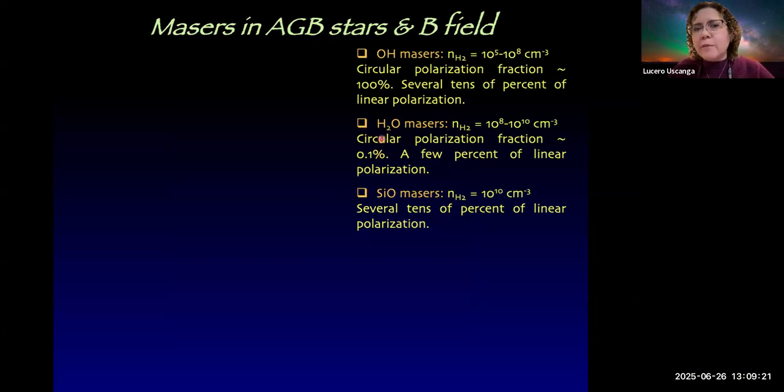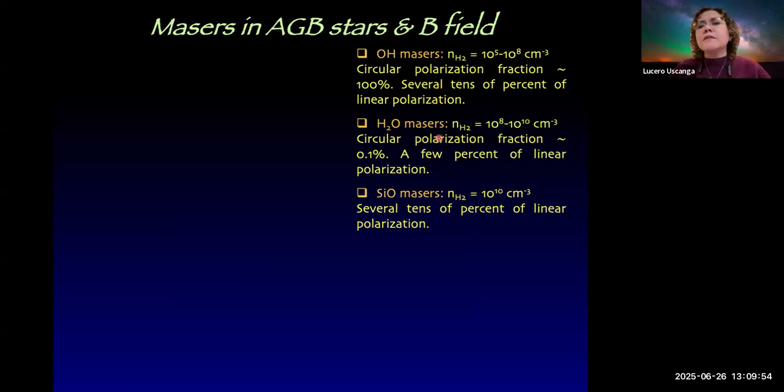Regarding the masers that are present during the AGB phase, these three species are related to the magnetic fields. These are the typical densities in the environment where they are present. For example, for the OH maser it is from 10 to the 5th to 10 to the 8th particles per cubic centimeter. This density increases towards the center of the star, where the SiO masers are located, to 10 to the 10, for example.